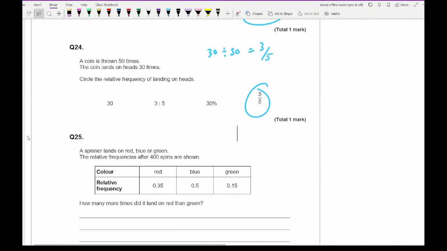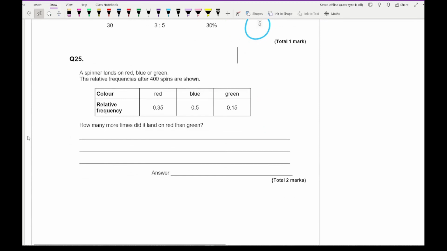Moving on to question 25, it says that a spinner lands on a red, blue or green. The relative frequency after 400 spins is shown. How many more times does it land on a red than it does the green? Now to work out the total frequency, what we need to do is the relative frequency times the total number of trials. And that will give us the frequency.